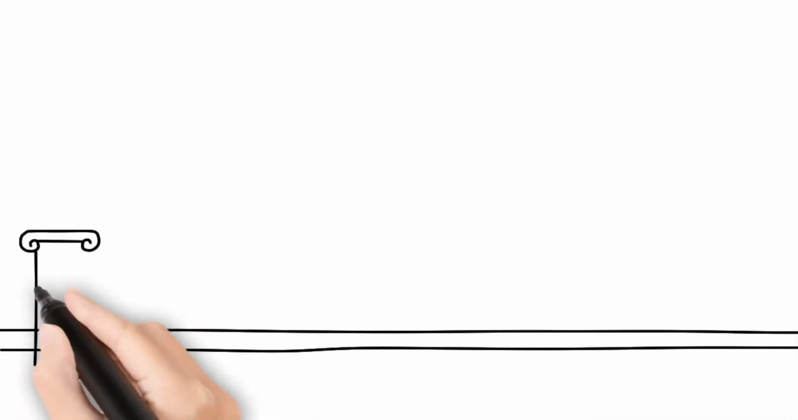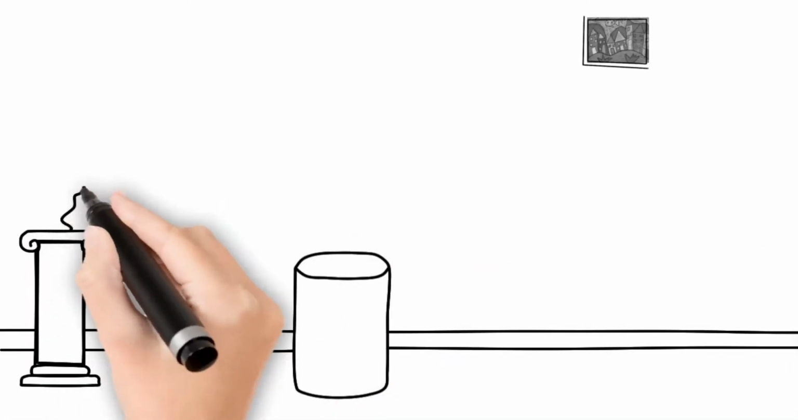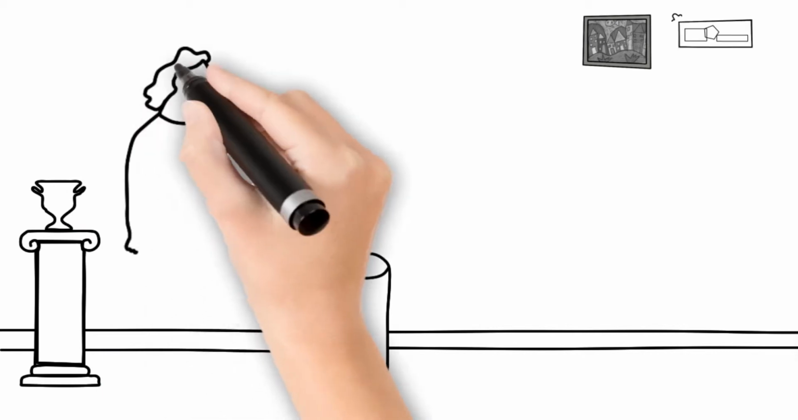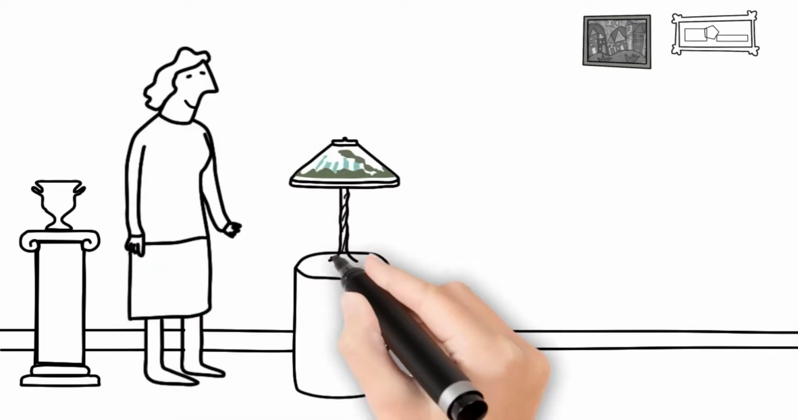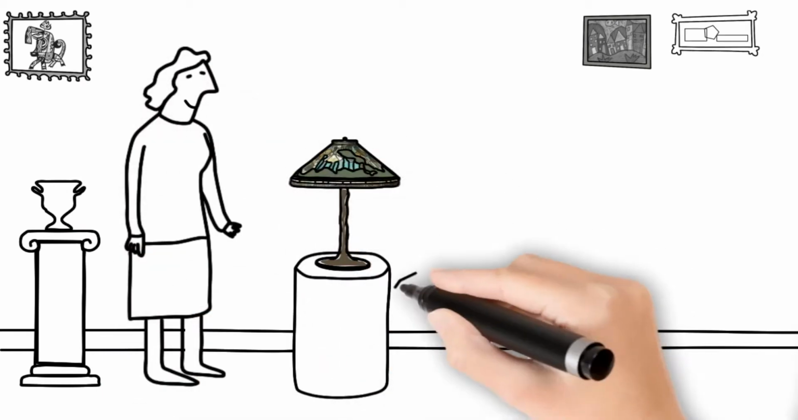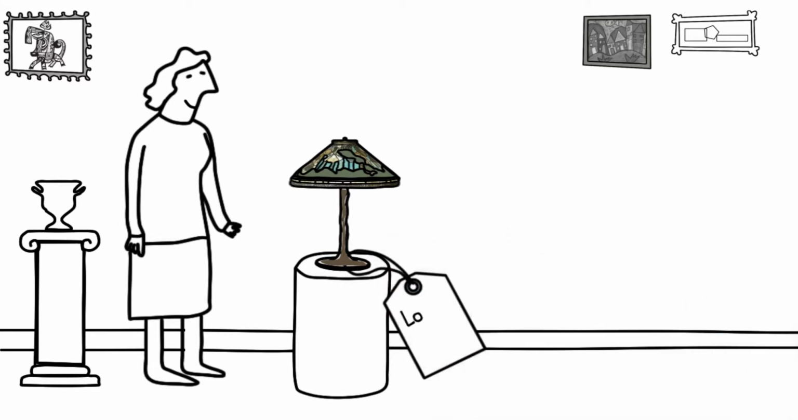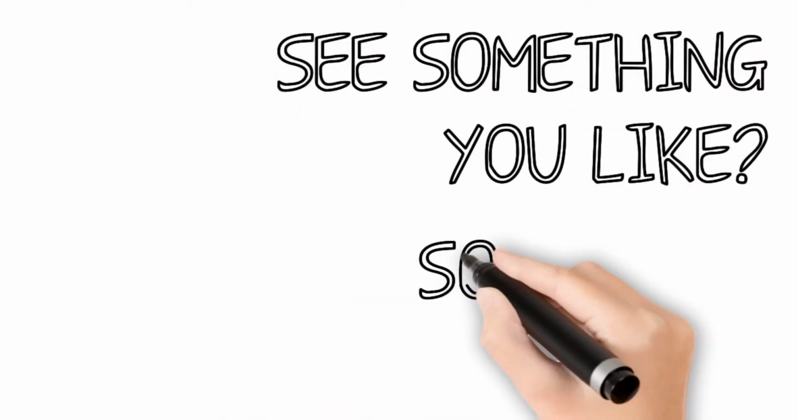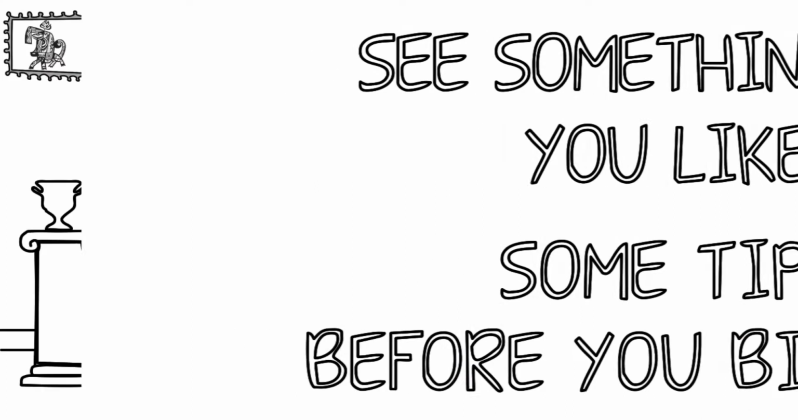Find out about our current sales. Browse our catalogs online at ragoarts.com. Visit the auction house during preview week. Sign up for email alerts and mailings. Order our print catalogs by emailing us at info@ragoarts.com. See something you like? Some tips before you bid.